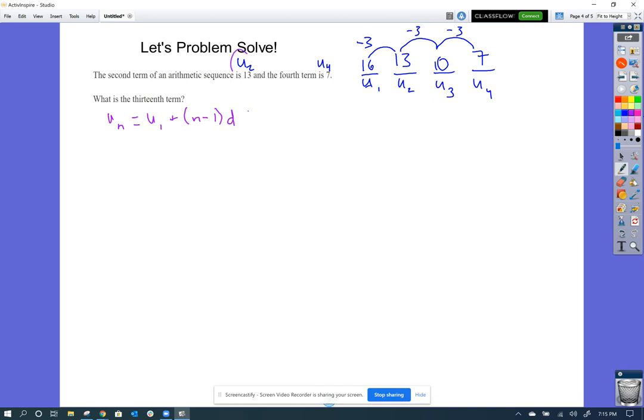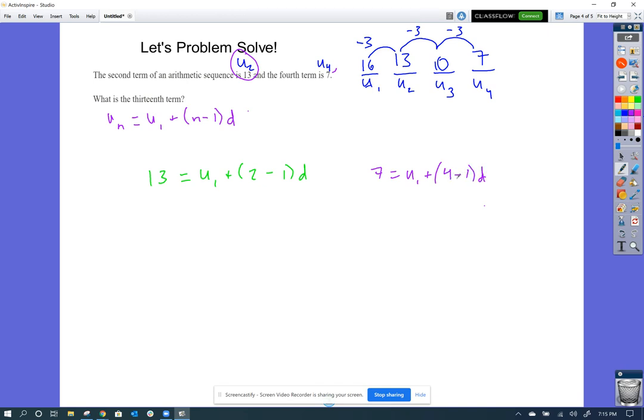But we do have specific cases of U sub n. For instance, U sub 2, which is really 13. 13 equals U sub 1, which we don't know, plus, and then we know what n is. n is 2 for this case. So we're going to have 2 minus 1 times d. All right. And let's also write the formula using U sub 4, which is 7. 7 is U sub 1 plus, and then this is U sub 4, so that's going to be 4 minus 1 d.